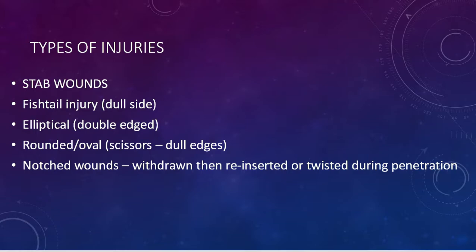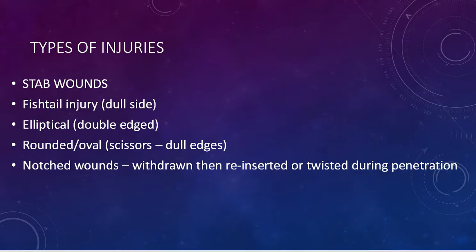Also stab wounds, so there's different types of stab wounds. You can have fishtail injury, which is a dull side entering. That's a classic, let's say your kitchen knives, if there was an injury, it's going to have a fishtail because one side is going to cut. You're going to have that point, which is penetrating the skin. You're going to have one side that's going to cut, and then the dull side is not going to cut.